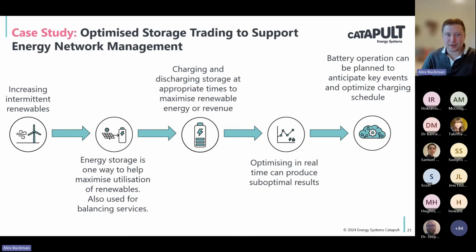You could try to optimize the battery in real time, but this might produce suboptimal results, since the battery may not have sufficient charge to react to network conditions, as I alluded to on the last slide. And so the battery operation should be planned to anticipate key time points and allow an optimal schedule, which can be utilized at the appropriate time.